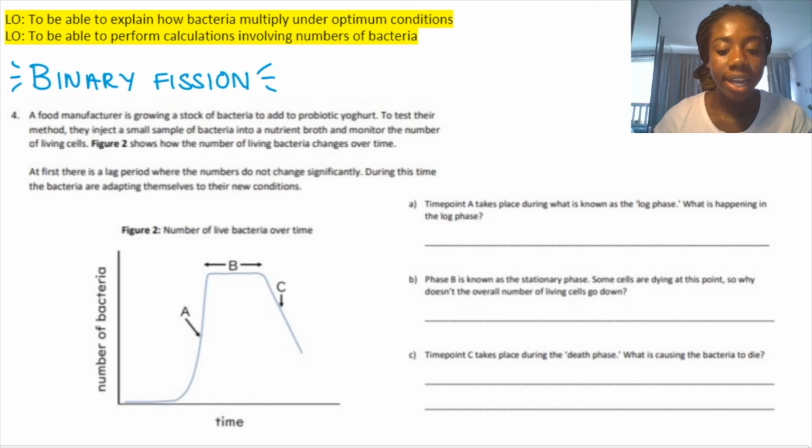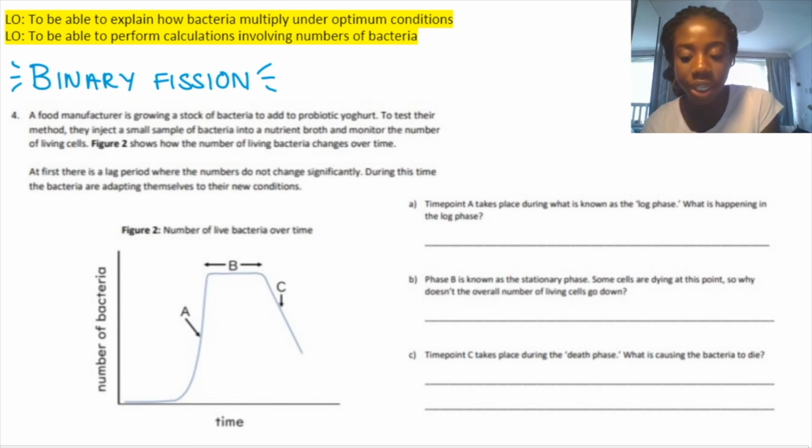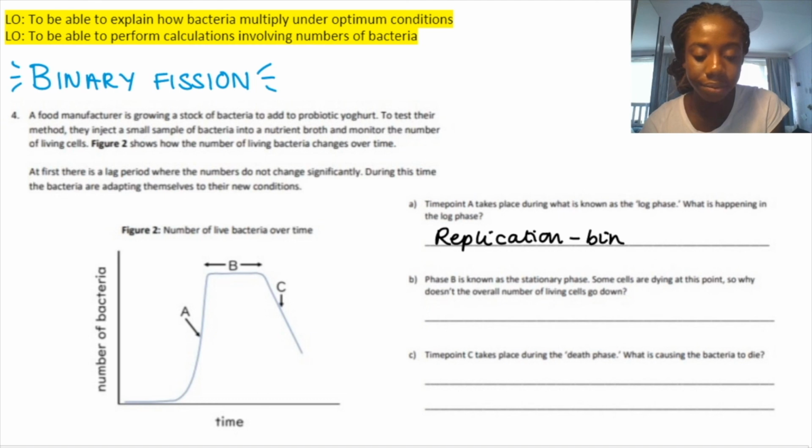Time point A takes place at what is known as the log phase. What is happening in the log phase? So as we've already kind of walked through, we can see that in the log phase, the number of bacteria is increasing exponentially. We've got an almost straight line. And we know that binary fission is also a process which increases the number of bacteria exponentially. So we can pretty much infer that what's occurring here is replication of bacteria, and that is going to be through the process of binary fission.